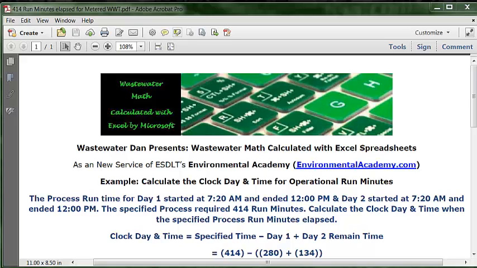So we're going to set up this formula, and we're actually going to solve it in Excel, in two pieces. The basic structure for the equation is clock day time equals specified time minus day 1 plus the remaining time for day 2. We know the specified runtime is 414 minutes, and I'm going to show you how we calculate the runtime for day 1 as being 280 minutes. So we have the remaining 134 minutes, which is 414 minus 280. We have to identify at what time this remaining 134 minutes elapsed in day 2.